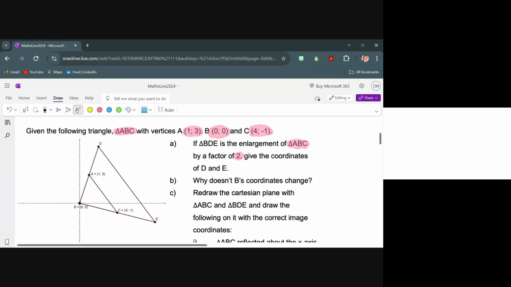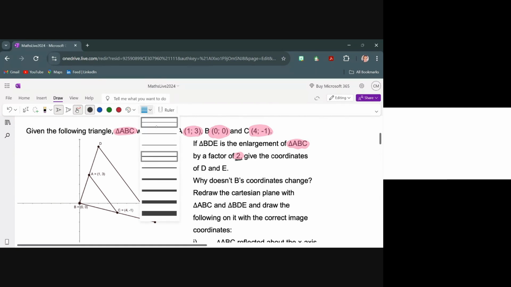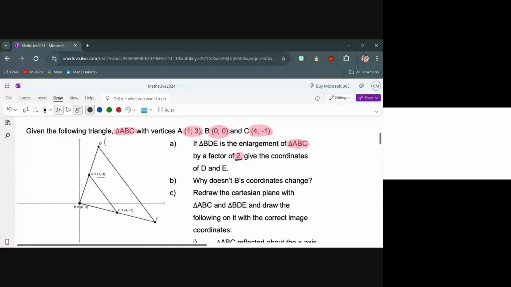All right, let's look at the answers here. This question says that they've enlarged triangle ABC by a factor of 2, which means all the coordinates for D and E are just going to be 2 times what I have for the coordinates next to them. So if A is (1, 3), D is 2 times each of those. The x value for D will be 1 times 2, which is 2, and the y value is 3 times 2, which is 6. That's the D coordinates.